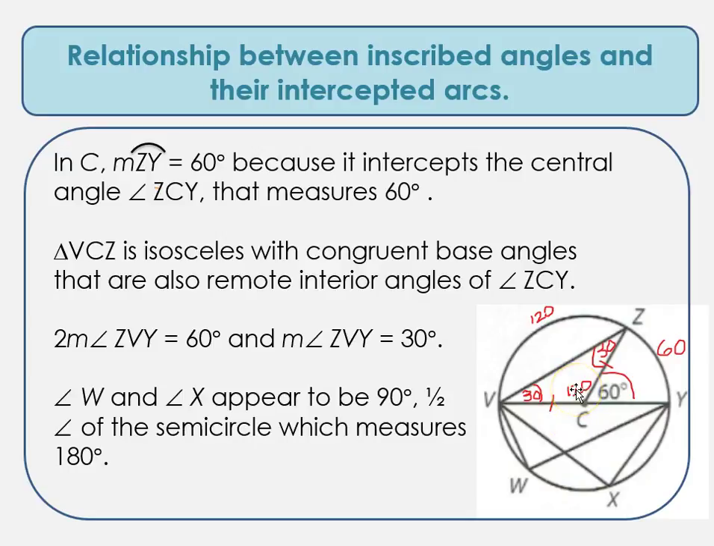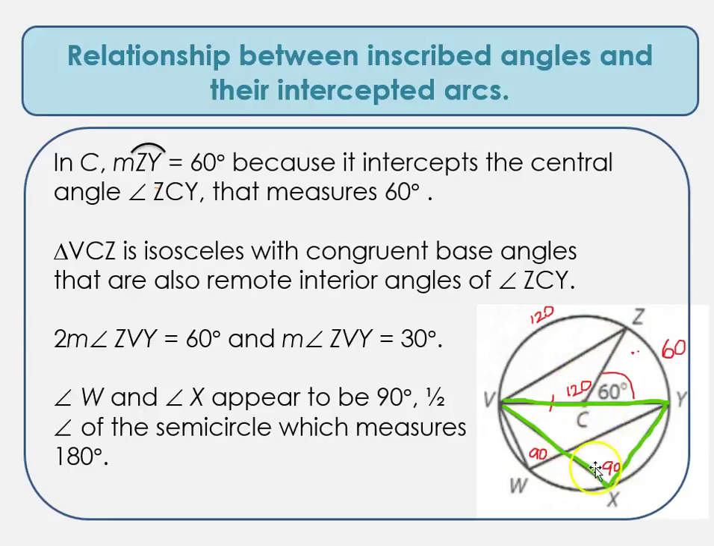Another thing that we know is because this angle VCZ is 120, that leaves us 60 degrees for the other two angles of the triangle, and they're congruent, so both of those angles will be 30 degrees.